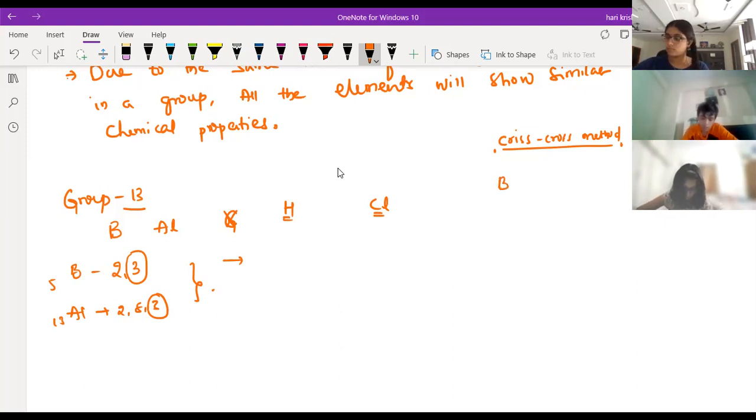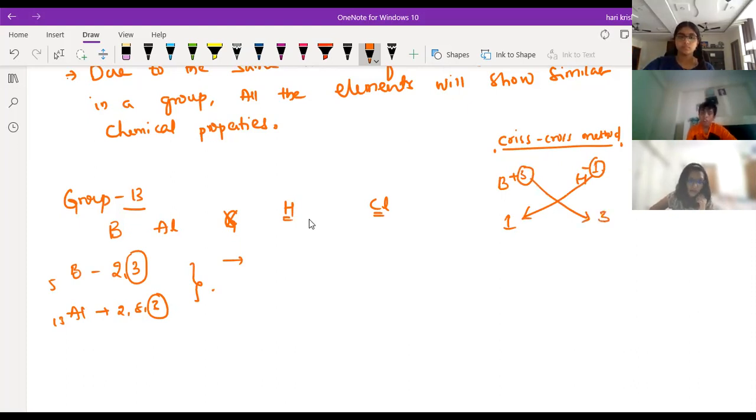Suppose boron will show +3, and hydrogen, when it reacts with metals, will show -1. Did I say that in the class or not? Yes, sir. So we take just the numbers and write them on the opposite sides. This is a 1, this is a 3. So what is the formula? How many borons are there? 1 boron. How many hydrogens? 3 hydrogens. So the formula is boron hydride, BH3.